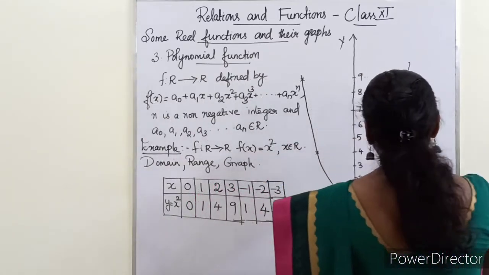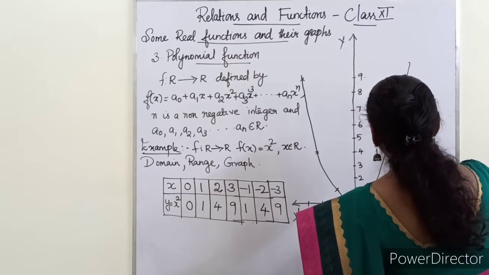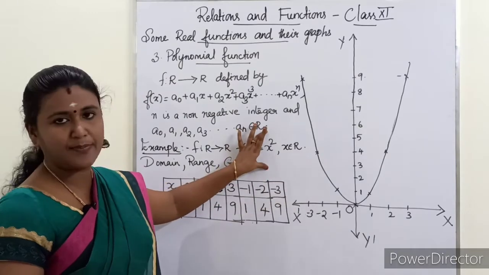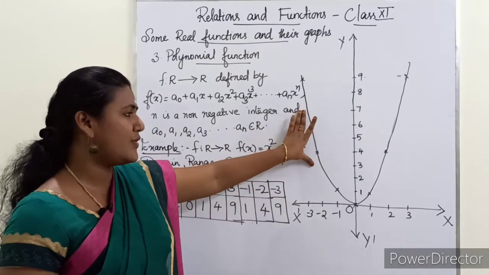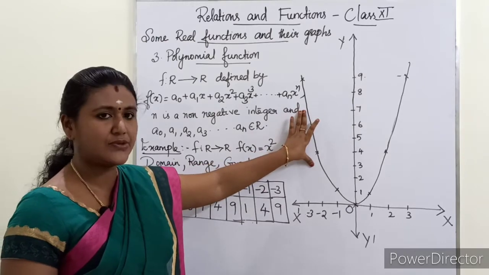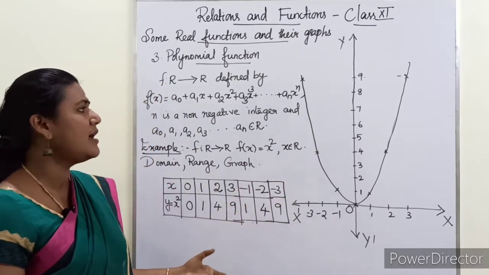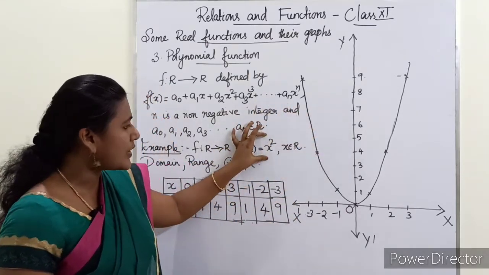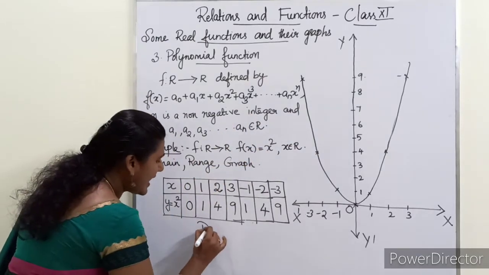So this is the graph of a quadratic polynomial and we will call this shape a parabola. This is the graph of f of x equal to x square. After a few chapters you will study this topic, parabola. There you will study the properties of parabola. Now we will discuss the domain and the range.